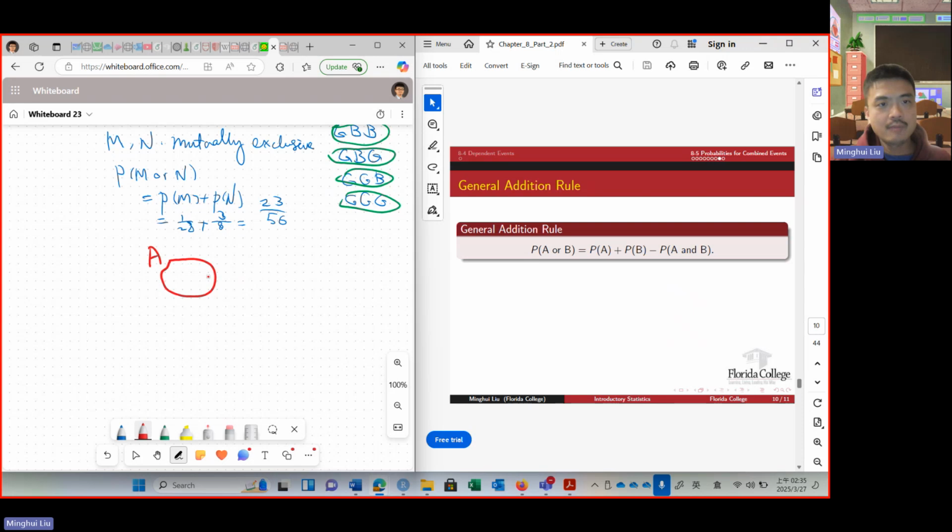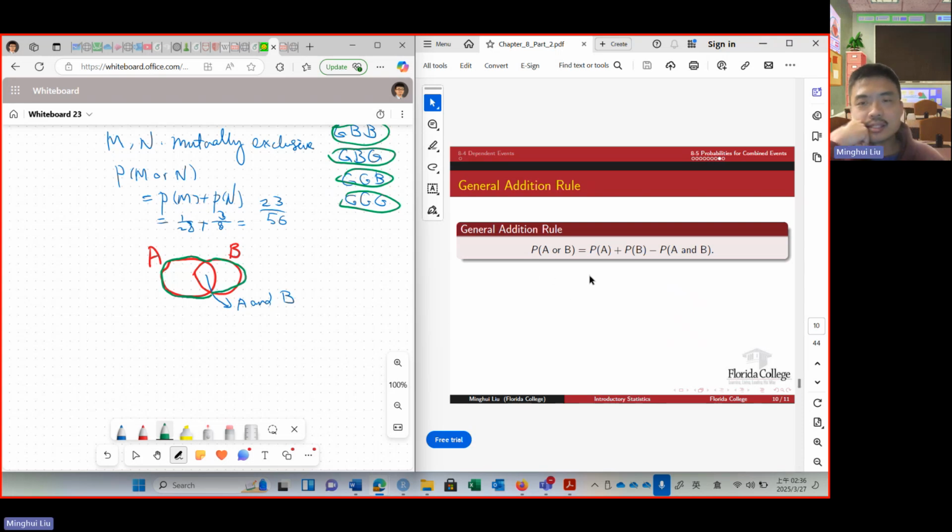For example, this is A, and then this is B. And in the middle is what we call A and B. Well, think about that. When we say A or B, that means the whole thing is A or B. Okay, so this is A or B.